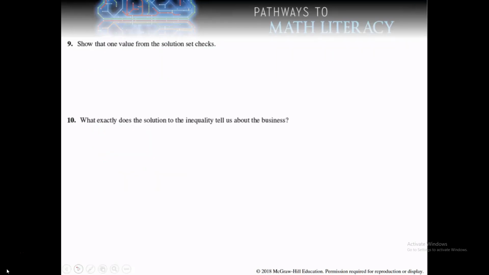In 9, show that one value from the solution set checks. So we need something less than 388.9. So maybe 300. And we'll plug that in. So negative 245 plus 0.63 times 300, and is that less than 0? So that comes out to negative 56 less than 0, and that's true.